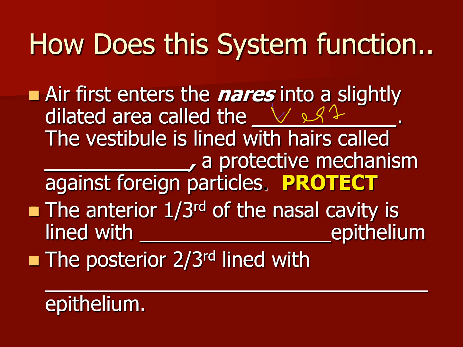V-E-S-T-I-B-U-L-E. Right, so the vestibule is that first area that it goes into. The vestibule is lined with hairs. These are your nose hairs, and they're called vibrissae, starting with the V as in Victor. Vibrissae. Those are your nose hairs, right? Next time you see your nose hairs, you're like, hey, my vibrissae are there.